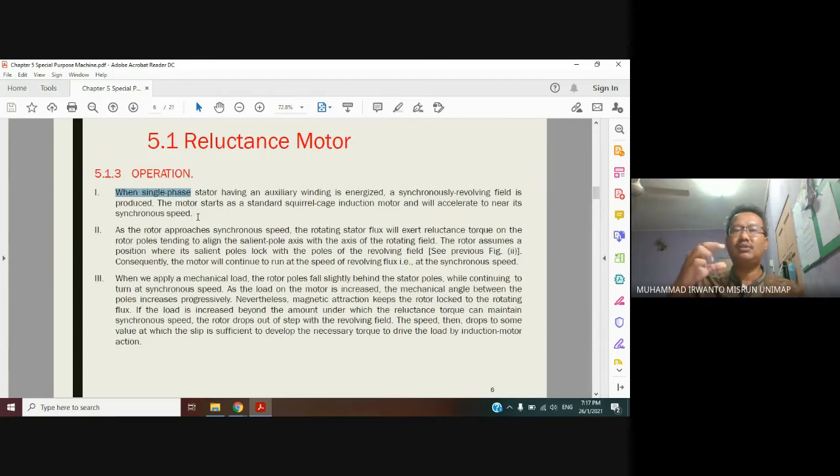When synchronous speed is reached, the reluctance torque will occur until the maximum synchronous speed is achieved. After that, the motor can keep running, and if the rotor is connected to a mechanical load, normally the speed will drop.